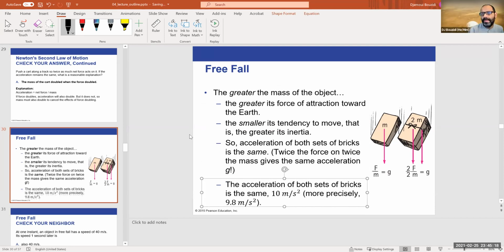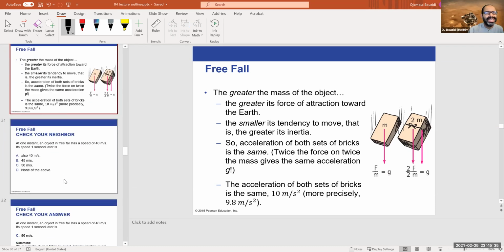So again, the greater the mass of the object, the greater its force of attraction. So that again, G is the same. If you double the mass, you have twice as much weight over twice as much mass, and the two cancels and G is the same. All objects will fall with the same acceleration. That is a free fall. So if an object is accelerating toward the Earth with the acceleration G, which is 10 meters per second squared, that object is in a free fall. Basically, that's in a nutshell what it means, okay?